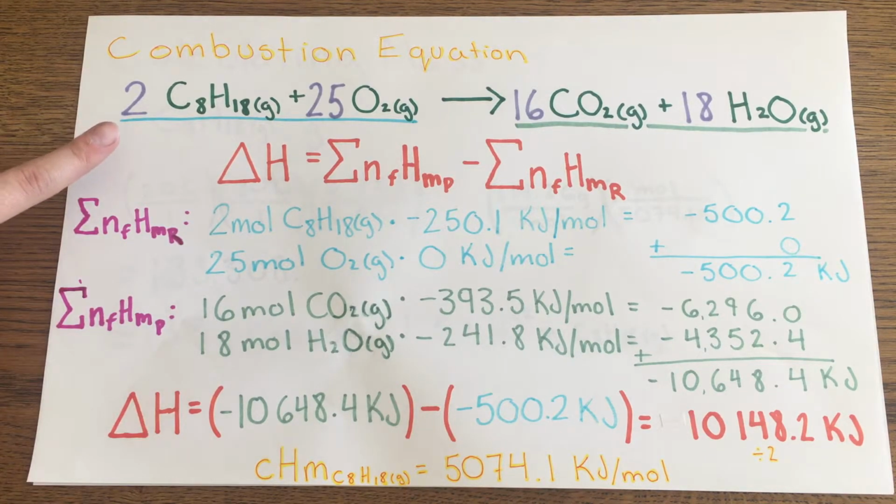Because we are trying to find the molar enthalpy of combustion of octane, we must divide it by 2 because 2 moles were combusted. When we divide this value by 2, we obtain the molar enthalpy of combustion of octane, which is 5,074.1 kilojoules per mole.